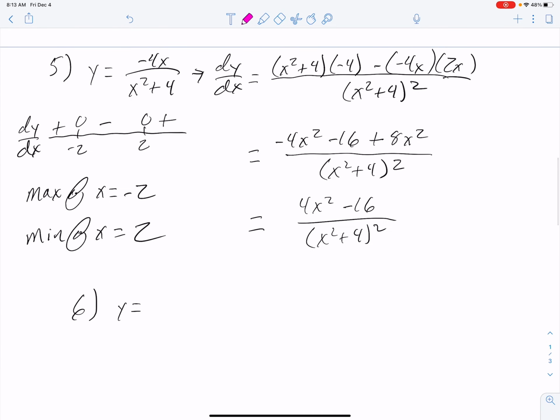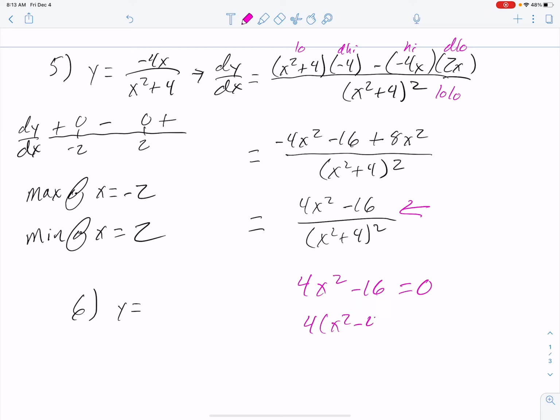Finally, number 5, again, I've got low d high, high d low, all over low. Simplify, and I'm going to be able to factor my numerator. So 4x squared minus 16 equal to 0. Not quite sure why I didn't finish this one. So that I can see that I've got critical values at plus or minus 2.